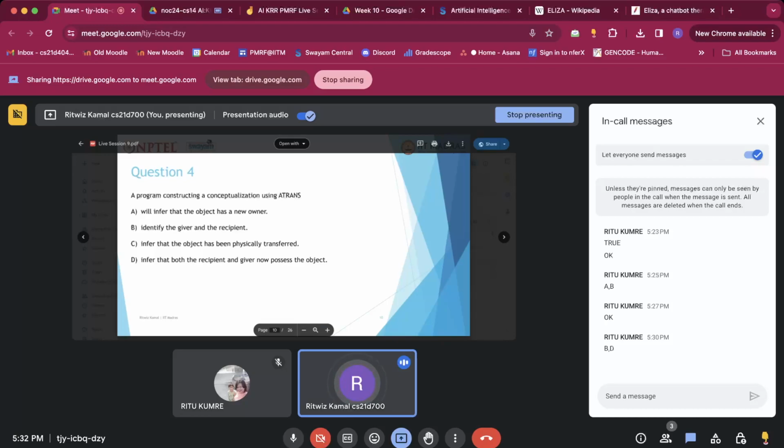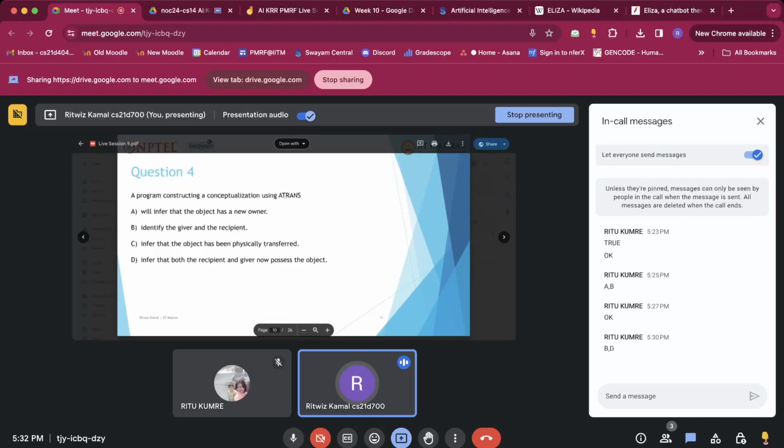Now we have to consider the rest of the three options. Okay, let's consider the first option, option A. Because we know that there is a transfer happening of some object from a giver to a receiver, we know that the object will have a new owner after the transfer has been completed, right? Let's say we are giving a pencil to a friend. Okay, so friend 1 is the giver and the pencil is being given to friend 2 who is the receiver.